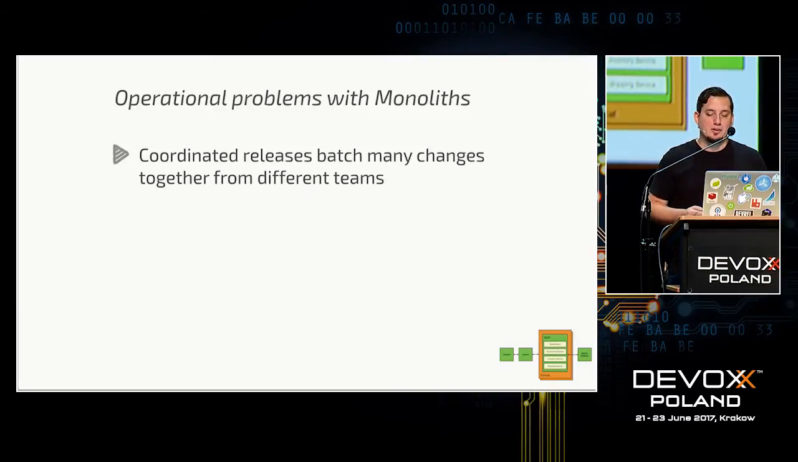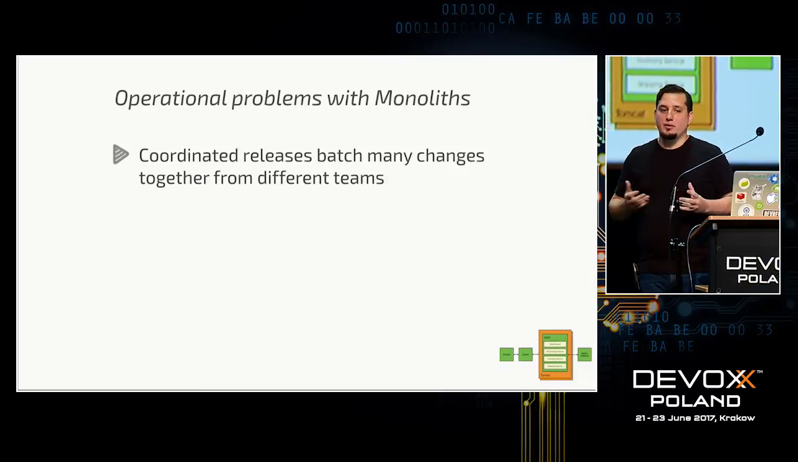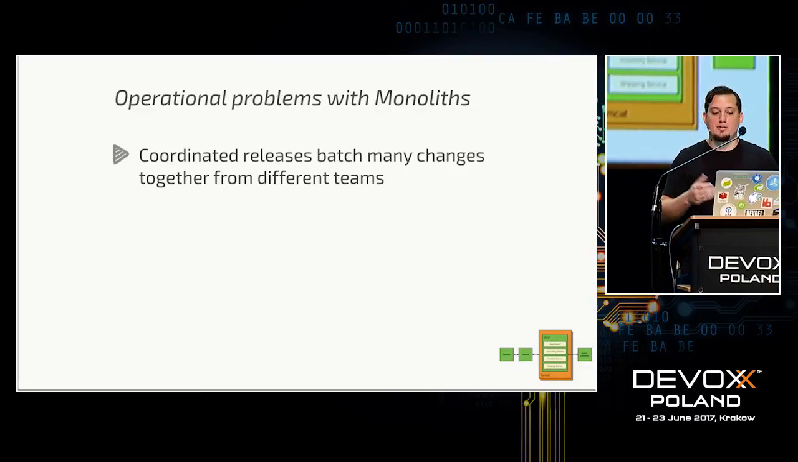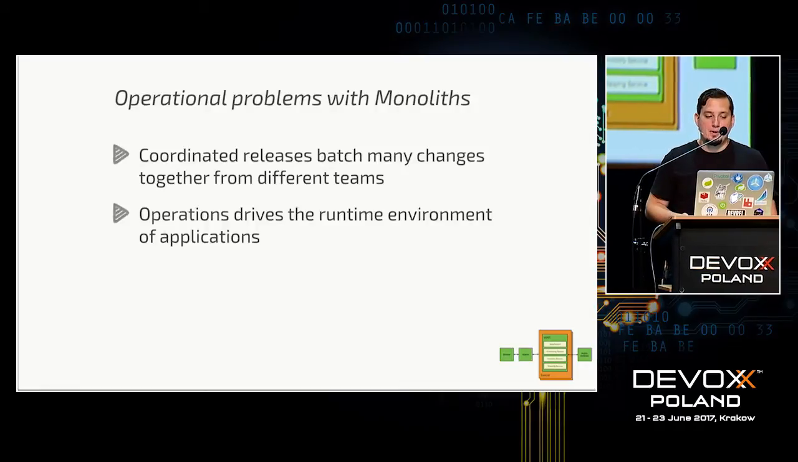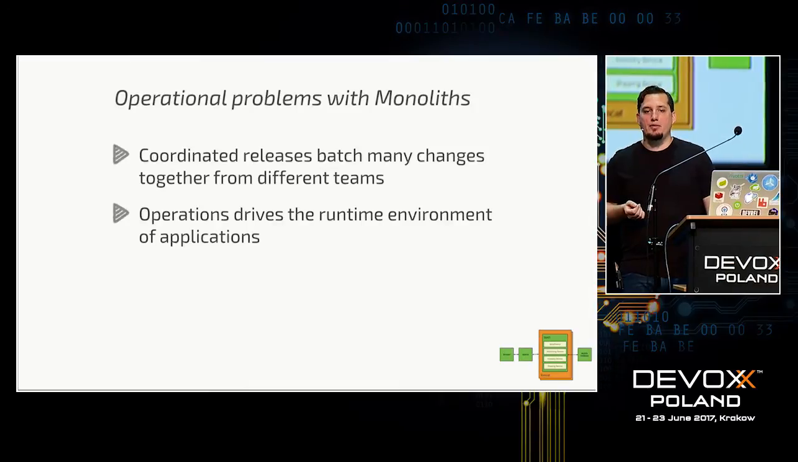First of all, it's going to cause us to coordinate a lot more, right? We're going to have to coordinate our releases that batch changes together. That's really going to slow us down because all of our teams are, again, building changes on this application in parallel. Also, our operations team is going to drive the runtime environment of the application.